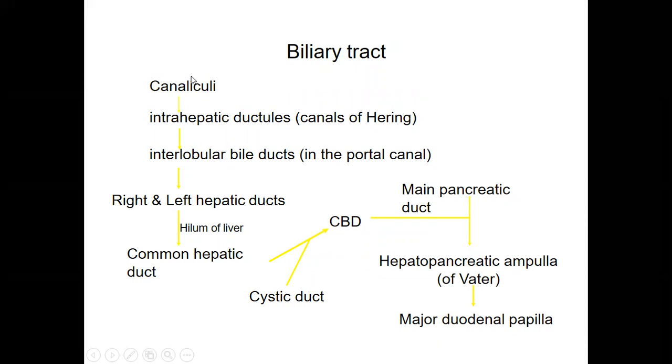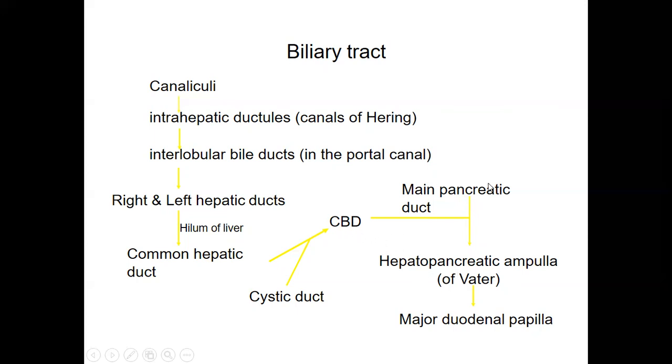Okay. So I think someone will discuss the pathway from the canaliculi to the intrahepatic ductules or canal of Hering, to the larger ducts, which are the interlobular bile ducts in the portal canal. Then it goes to the right and left hepatic duct, and later to the common hepatic duct. From the common hepatic duct it goes to the common bile duct, combining with the cystic duct, and then the common bile duct will join the pancreatic duct. Later it will merge and appear at the hepatopancreatic ampulla, the ampulla of Vater.